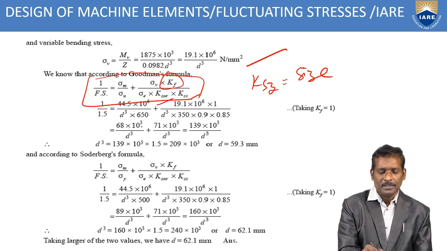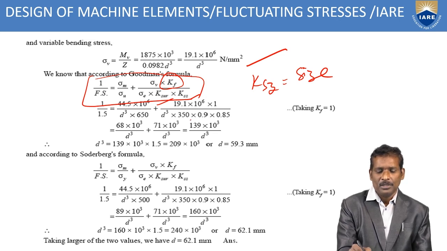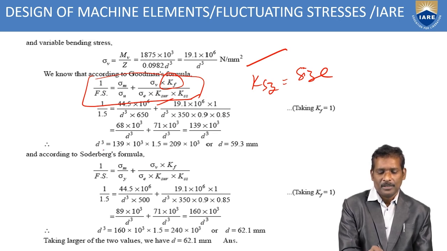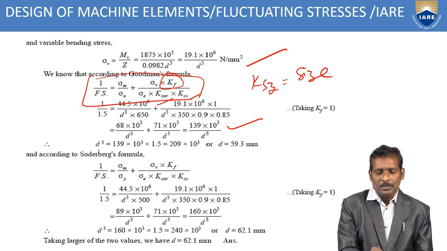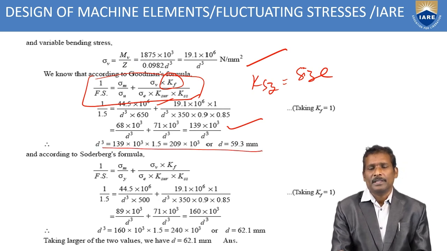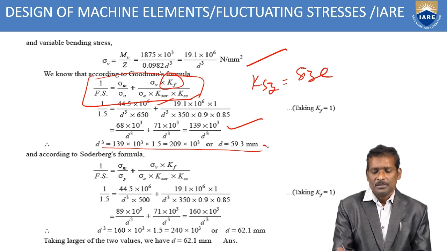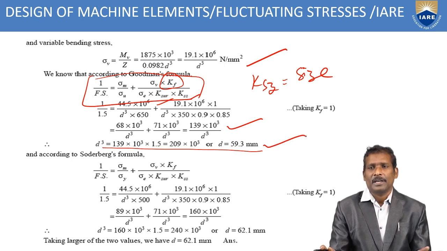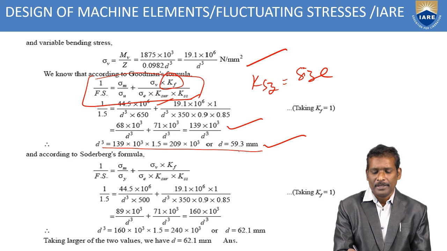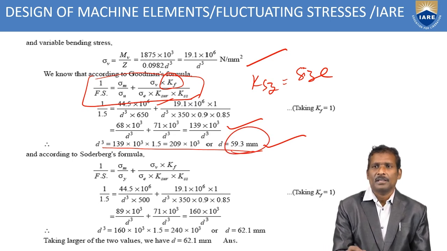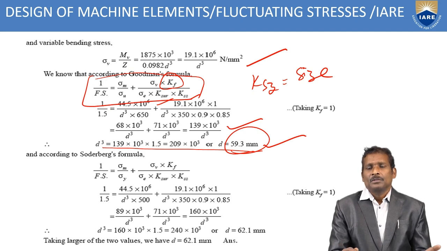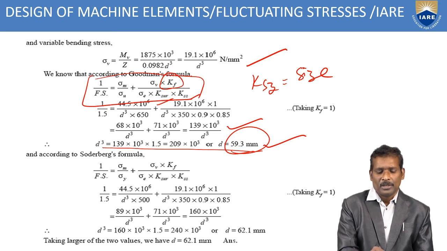Clear? After that, you will get the value in terms of D. In terms of D, that is 139 times 10 cube by D cube. So this is the unknown value D. Clear? So you need to calculate the diameter of the bar. Here the value obtained is 59.3 mm. You can say 60.